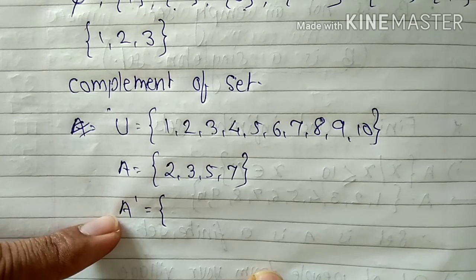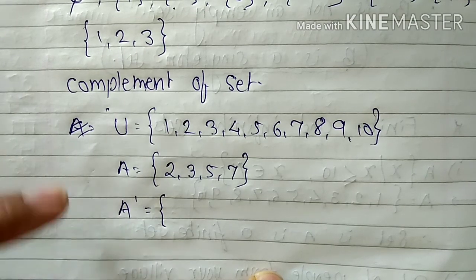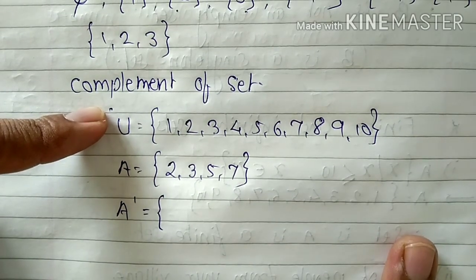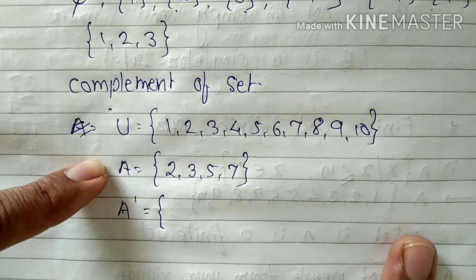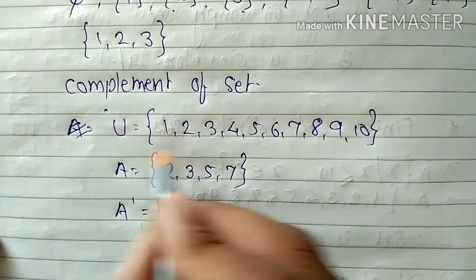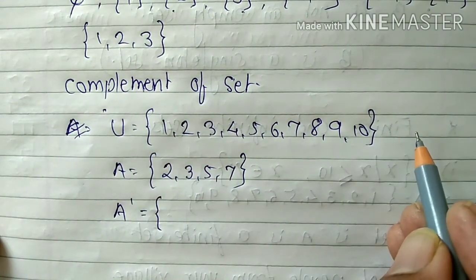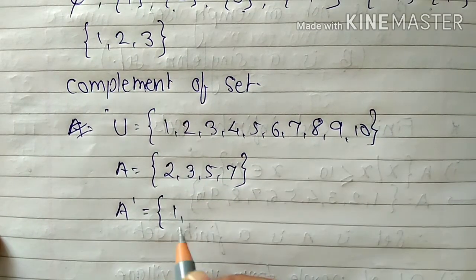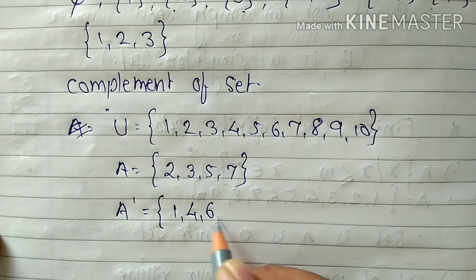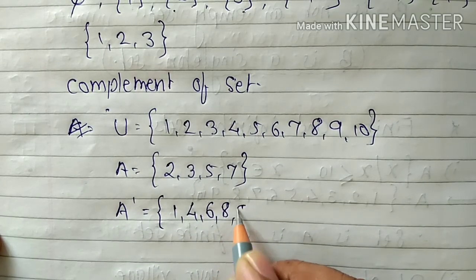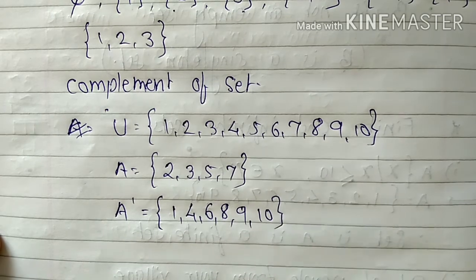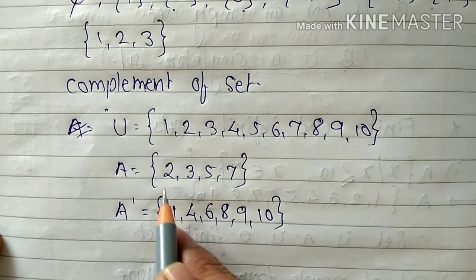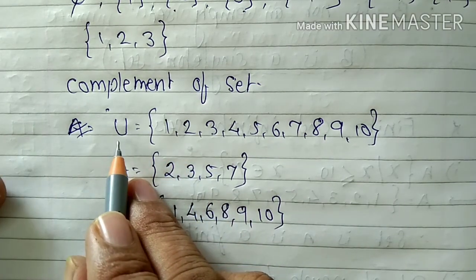A complement, it is a set of all the elements of U, all elements which are not contained in A. All the elements in U that are not in A will come in A complement. For example 1, 4, 6, 8, 9 and 10. So if A is 2, 3, 5, 7, then A complement is the remaining elements from set U.